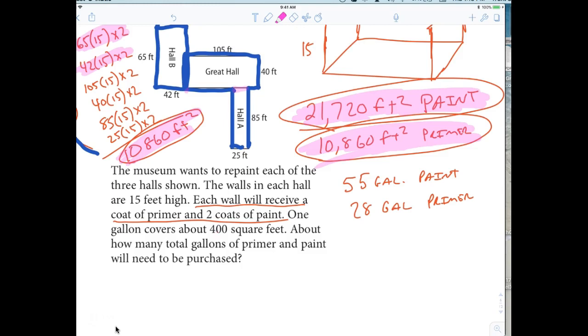Now, your paint comes in what? 1 gallon covers 400 square feet. So what do I have to do with the area? Come on, guys. Y'all should be able to tell me that. Divide by 400. Is everybody hearing me? I'm dividing this number right here by 400. Everybody do that on the calculator. And that will tell you how much paint you need.